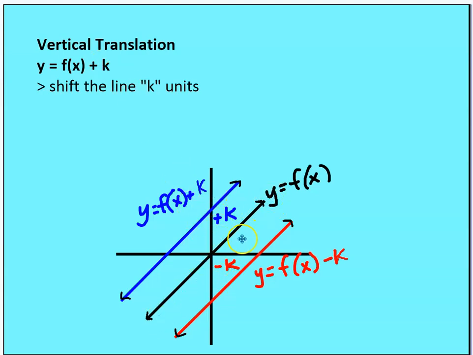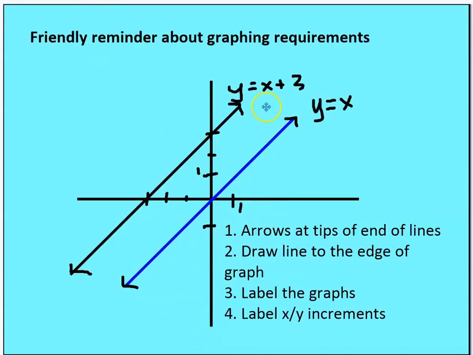So here's y is equal to f of x, some line. We'll say it's y is equal to x. And then if we add k units to that equation outside of the function, we're shifting the entire line up at every point by k units. So you can see here this distance that's traveled between the origin and the y-intercept is going to be k units, both up or down. So we end up with y is equal to f of x plus k, and y is equal to f of x minus k. All right, so that's a vertical translation.